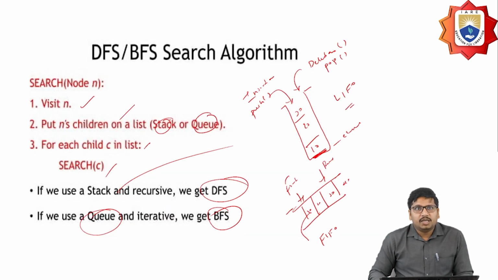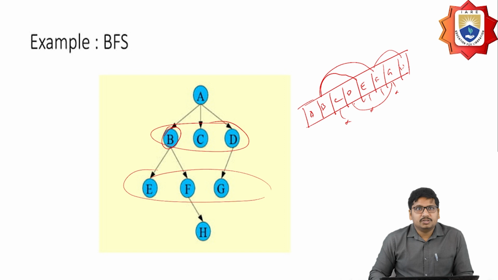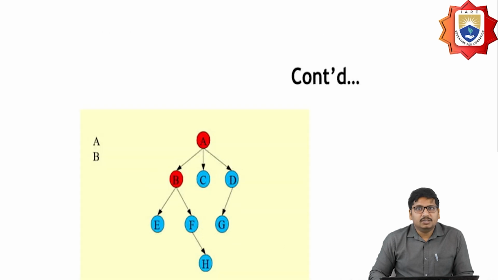For both the cases, first we have to visit one node. From that node we put the children of that node into either a stack or a queue. For each child we perform the search operation. In order to implement depth first search, we use the data structure stack, and in order to implement breadth first search, we use the data structure queue. In breadth-first search, we visit all the children before the grandchildren, and the weakness is that we need more flags to prevent infinite loops. So this is the algorithm for that, and this is the problem.